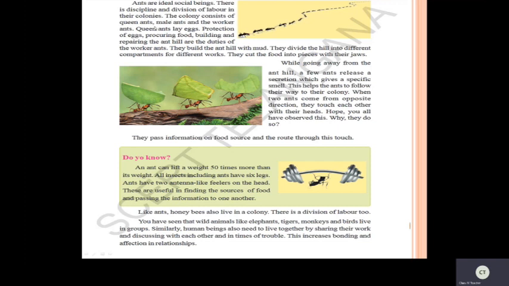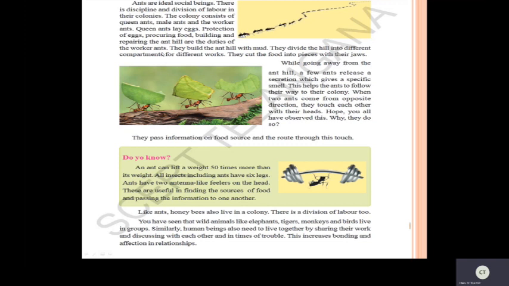The colony consists of queen ants, male ants and the worker ants. Yes, children, queen ant, male ants and worker ants. See here, queen ants lay eggs. What will the queen ant do? They will lay eggs. Now see here, protection of eggs, procuring of food, building and repairing the ant hill are the duties of worker ants.